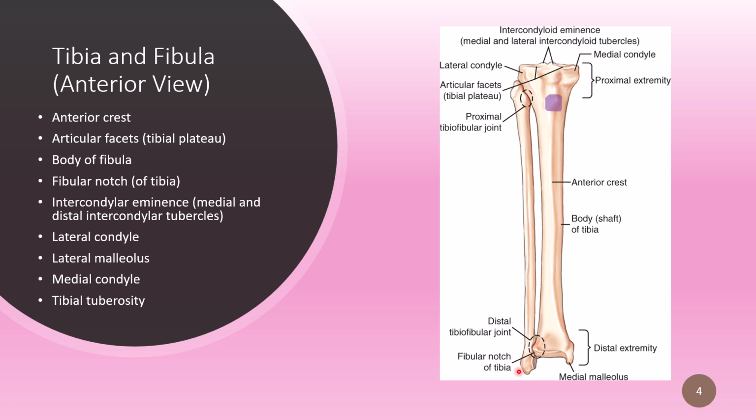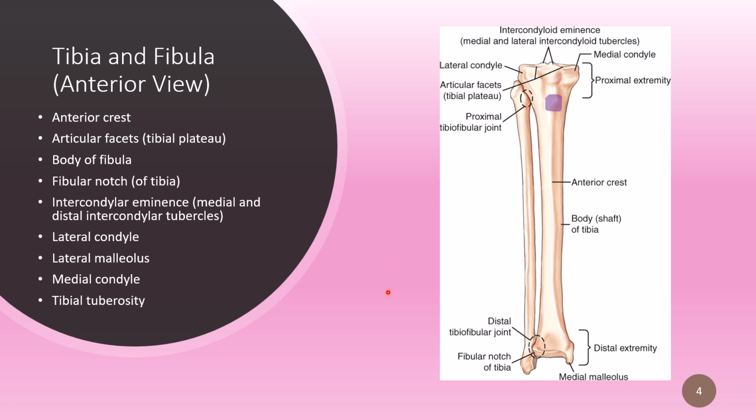We have the lateral malleolus right here, even though it's not really identified. And then we have the medial malleolus over here, medial condyle. I'm not sure what this is referencing. Maybe I was just listing them all, or maybe it just came in like that. But the tibial tuberosity is not labeled, but this is where that would actually be.